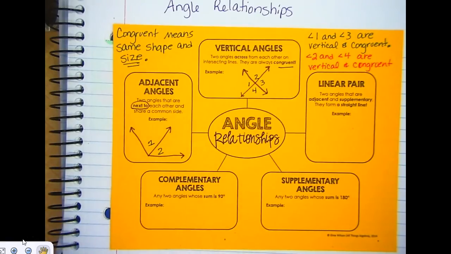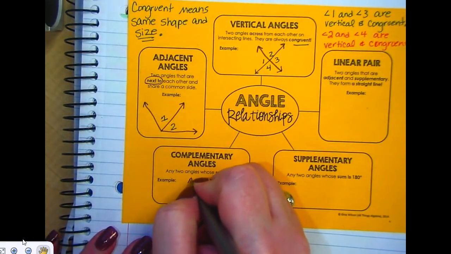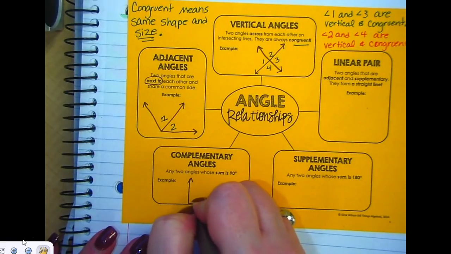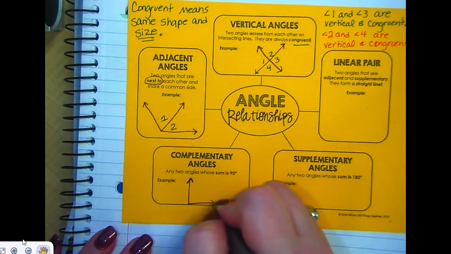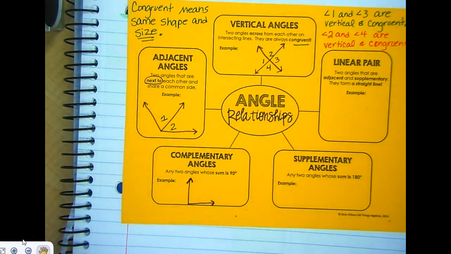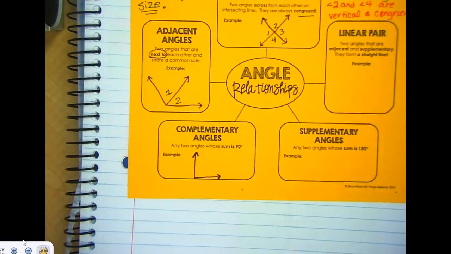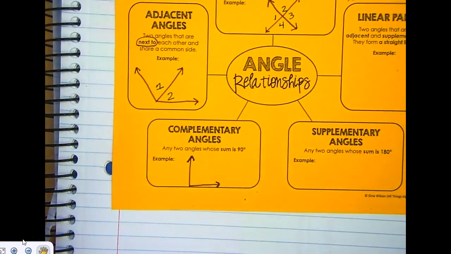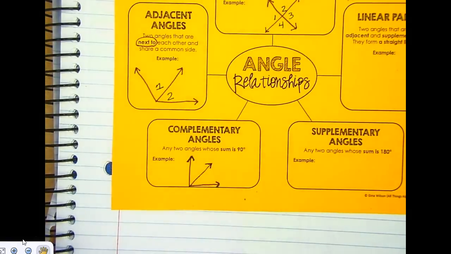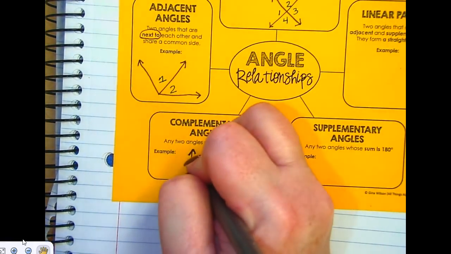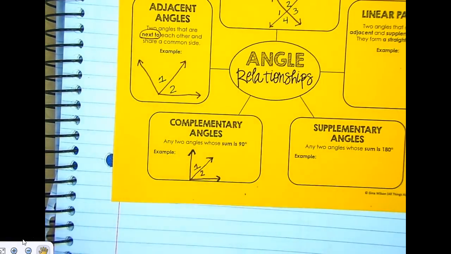Let's start down here with complementary angles. Any two angles whose sum is 90 degrees. The easiest way to draw this is to just start with a 90-degree angle, because these have to add up to 90 degrees. Kind of hard to draw them perfectly. And then if it has to be 2 angles, just draw a ray in there somewhere. So angle 1 and angle 2 are 90 degrees.